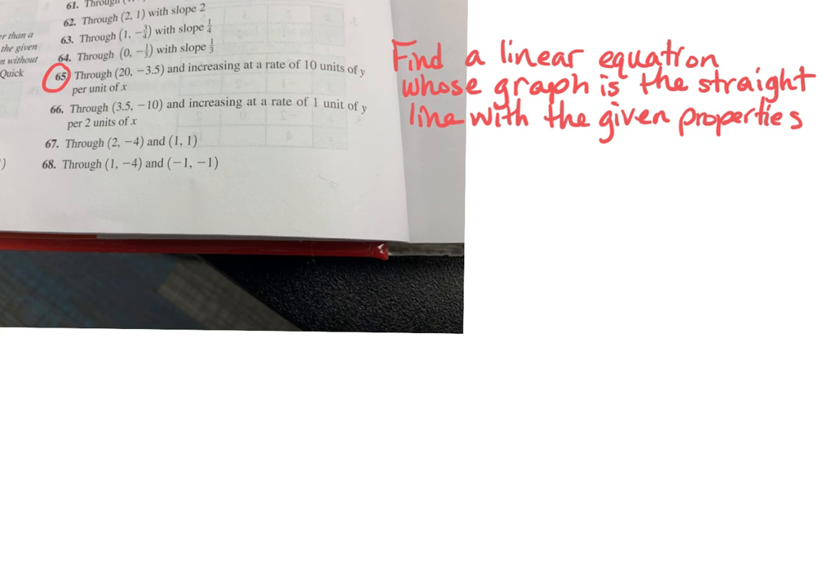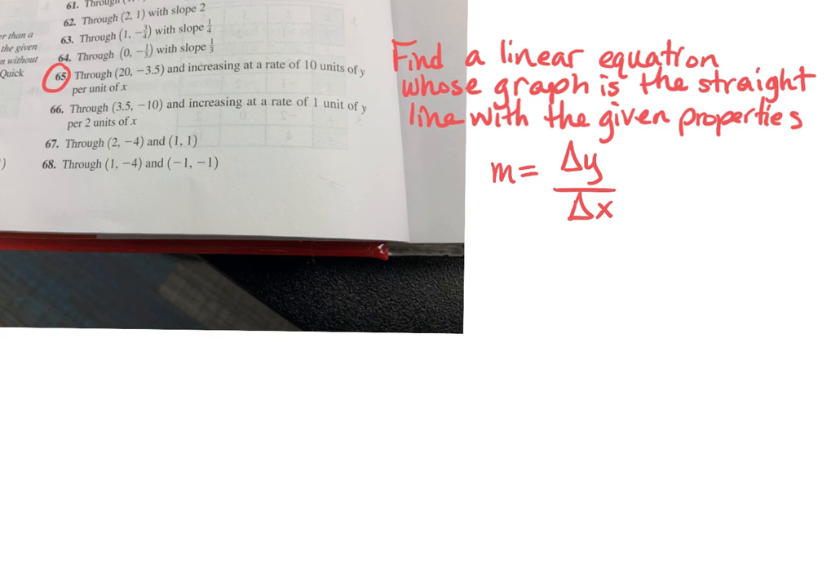Okay, so 65 says we need a straight line that goes through the point (20, -3.5) and increasing at a rate of 10 units of y per unit of x. So how do we go about finding this? You just do the change in y over change in x again. Good, so you do the change in y over the change in x to find your m. So your change in y, how do you go about doing that?